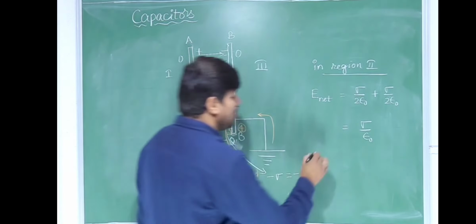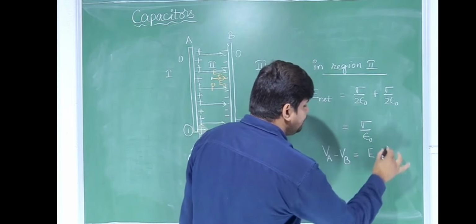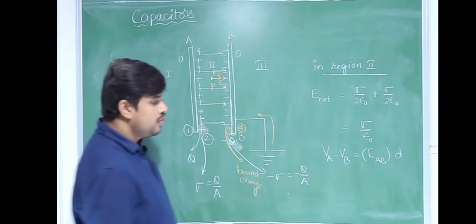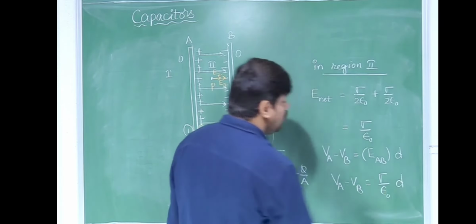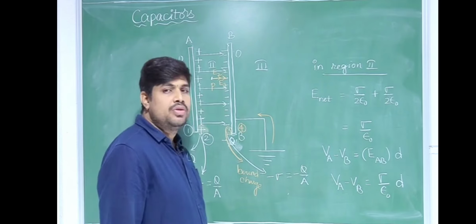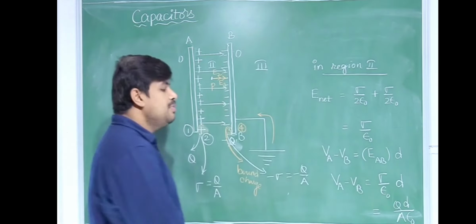If you want to write the potential difference between the plates A and B, VA minus VB is how much? Electric field between A and B into D. So VA minus VB is equal to the electric field, sigma by epsilon naught, into D. Sigma is nothing but Q by A. So you are able to write this as QD upon A epsilon naught. So that is the potential difference between the two plates.